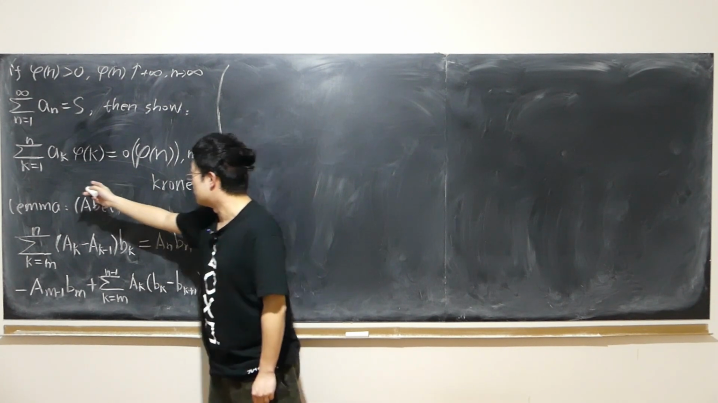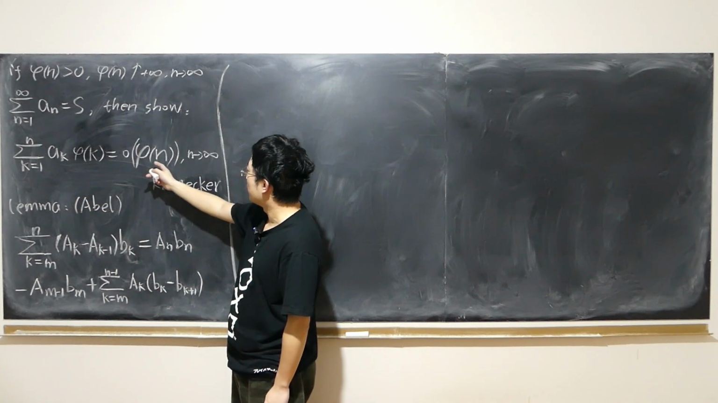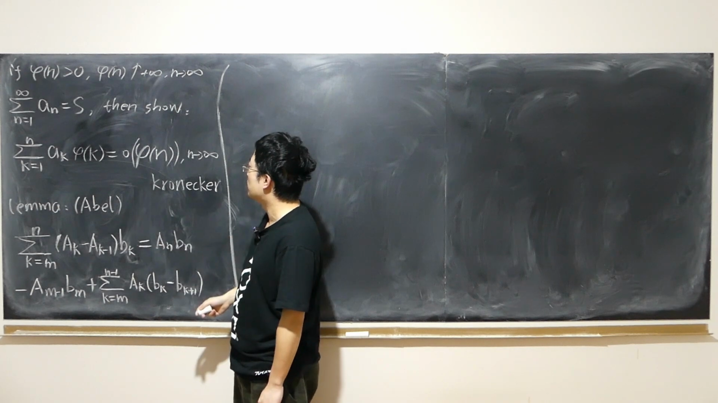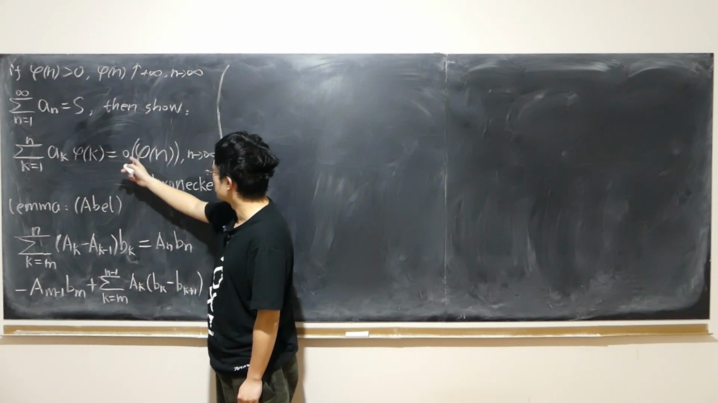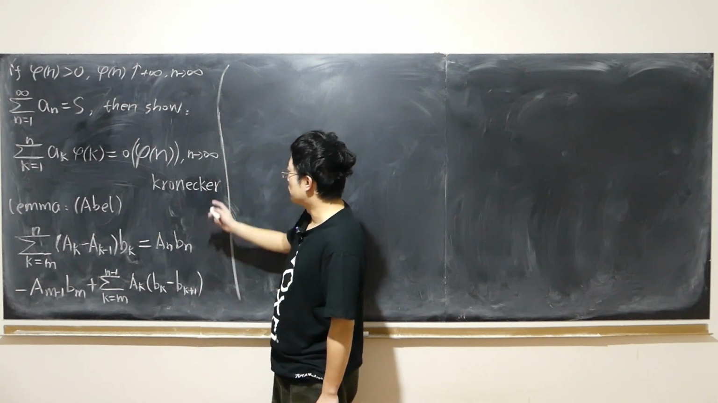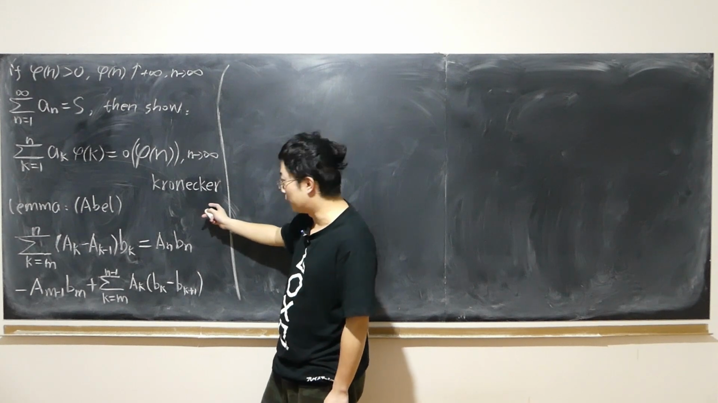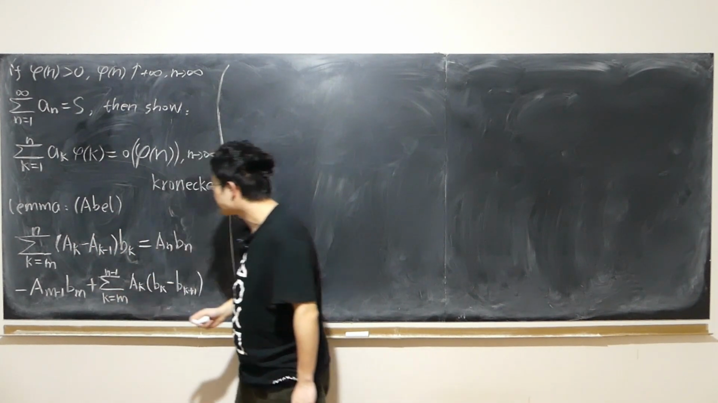In other words, this sum, if divided by phi of n, will approach 0. In other words, this is some sequence approaching 0 at a higher speed than phi of n. And this result was provided by Kronecker. And first, we're going to prove this lemma provided by Abel.